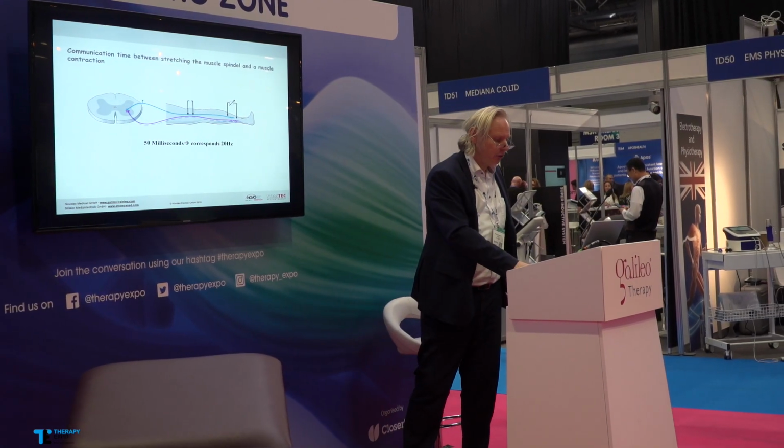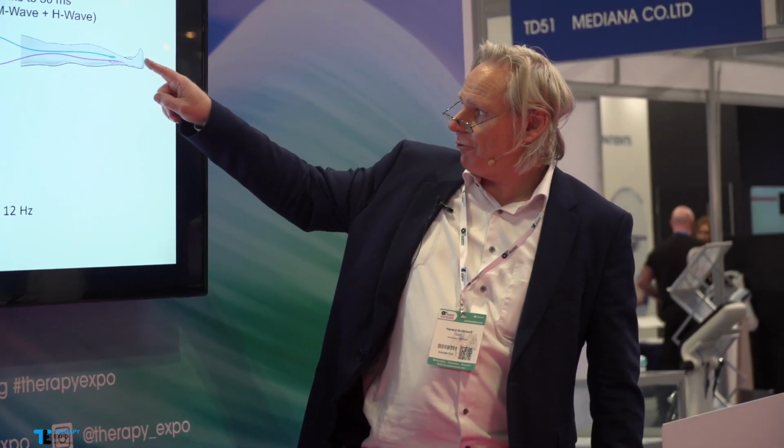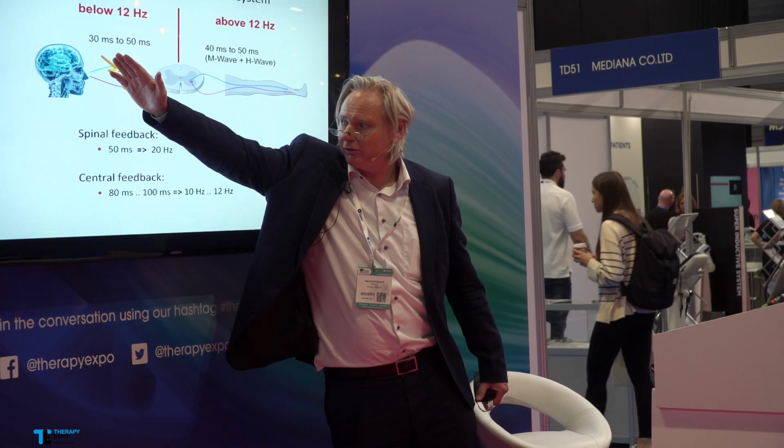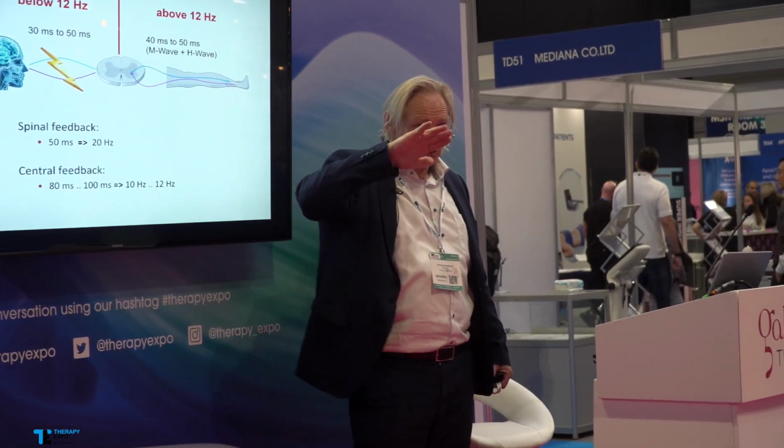And the third consideration comes from the central feedback. That means the communication time between the foot and the brain. And this takes about 80 to 100 milliseconds and corresponds to 10 to 12 hertz. That means if we are with the Galileo frequency below 12 hertz, then our brain has to compensate this side alternating movement. If we are above 12 hertz, then we have the spinal feedback system.